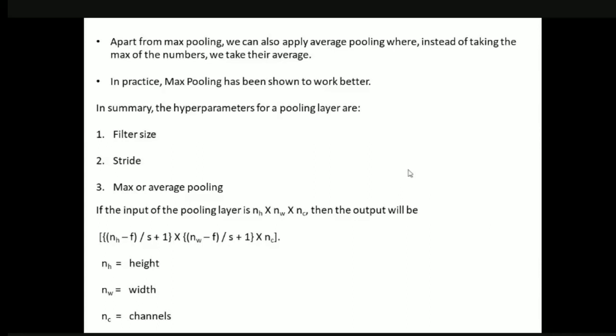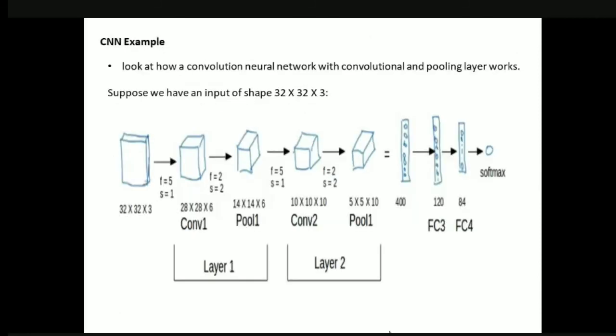So that is the reason maximum number of times we are going to use max pooling. Okay, so this is how the pooling is going to work. If the input of the pooling layer is NH x NW x NC, then the output will be ((NH - F)/S + 1) x ((NW - F)/S + 1) x NC. Okay. So this is our complete CNN example.